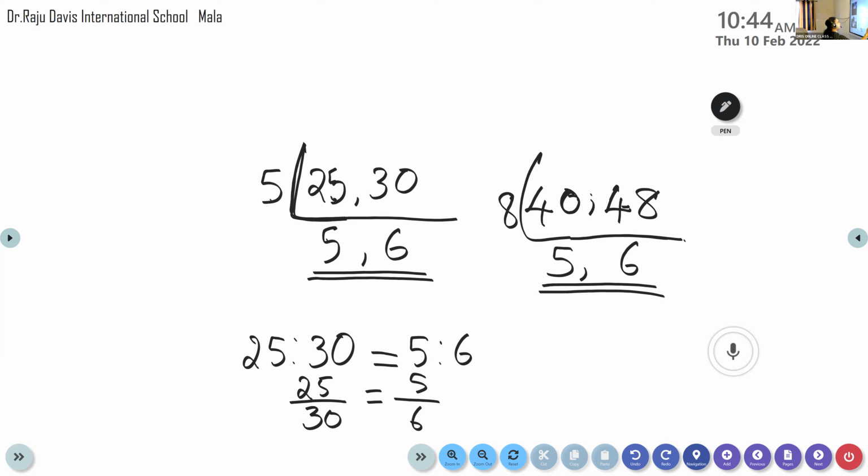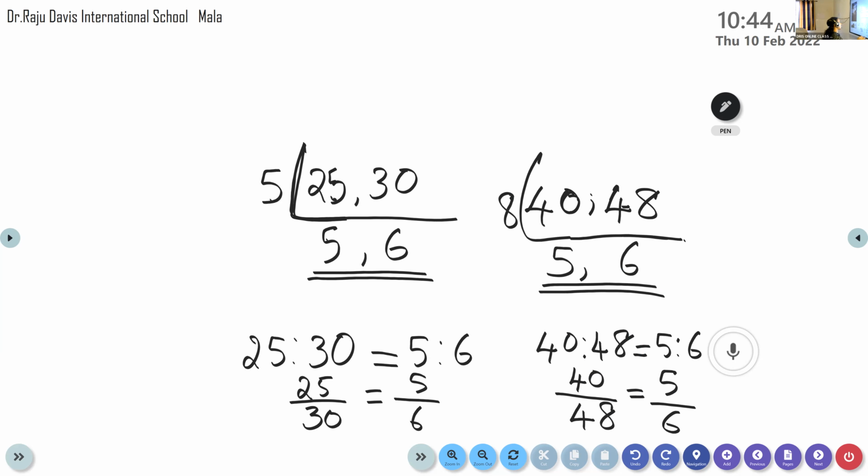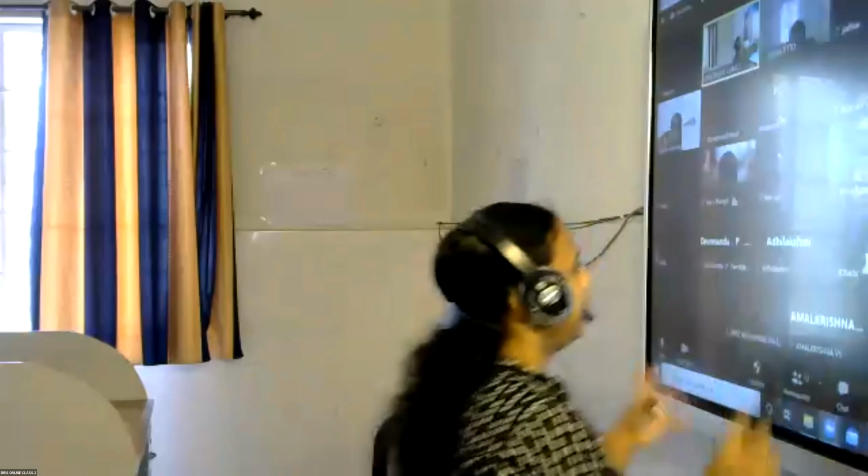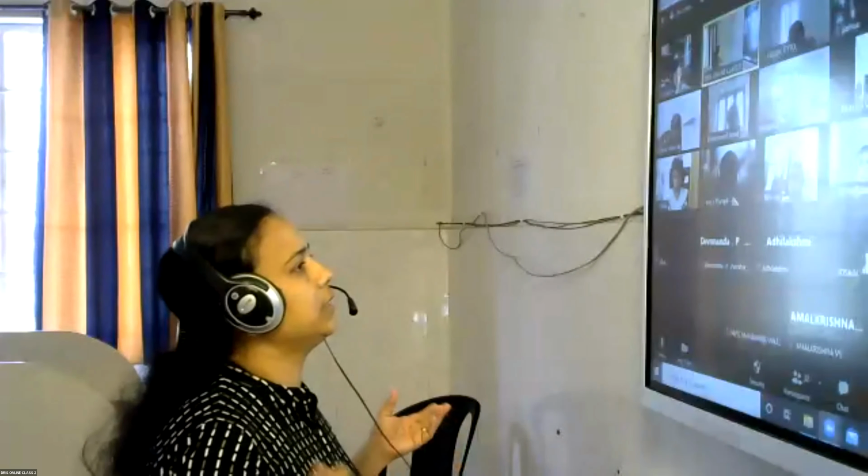So children, 40:48 can be written as 5:6. Ma'am, should we write this? Don't write. 40/48 is 5/6. So this ratio and this ratio, they are in proportion. They are equal. These two ratios are equal. That means, children, it is in proportion. Did you understand? When we do more problems, it will be clear.